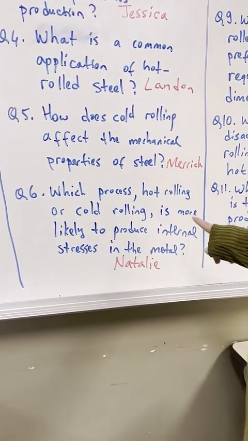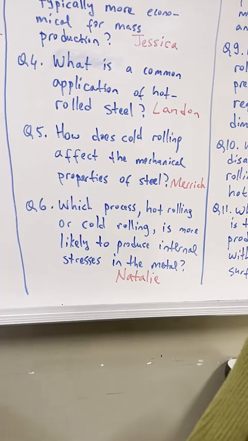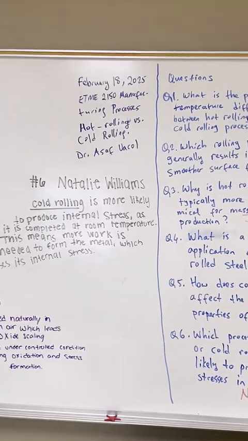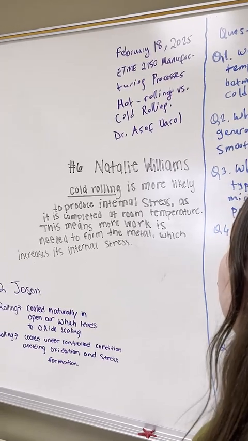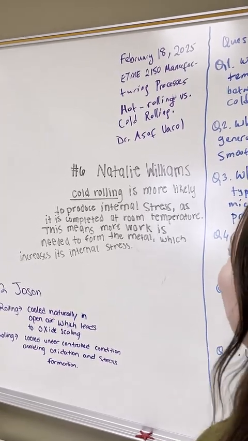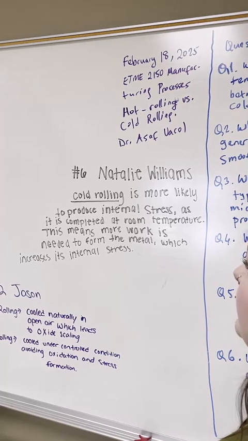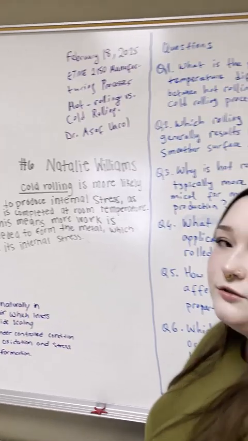My question was number 6. Which process, hot rolling or cold rolling, is more likely to produce internal stresses in the metal? I answered cold rolling is more likely to produce internal stresses as it is completed at room temperature. This means more work is needed to form the metal, which increases the internal stresses.